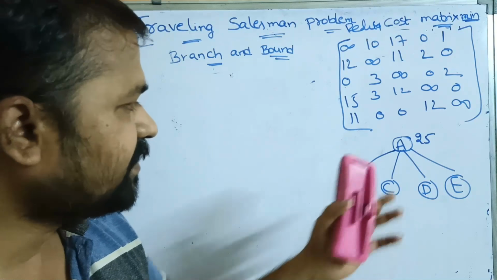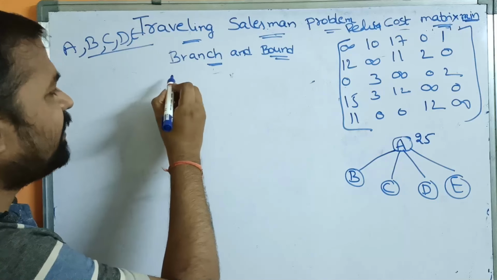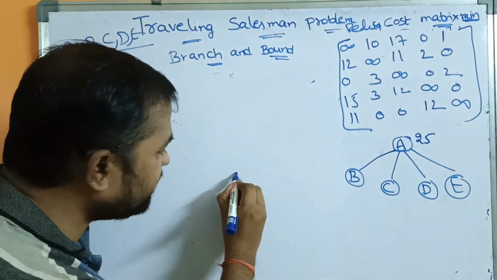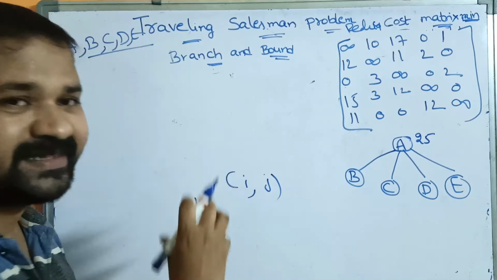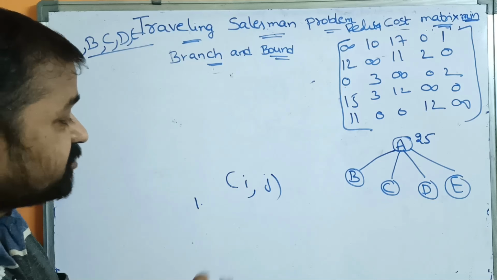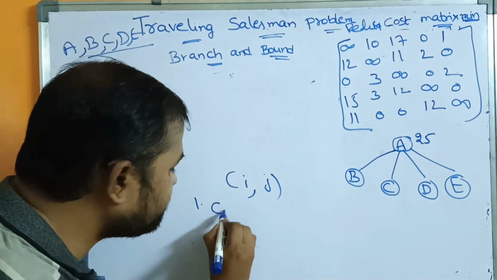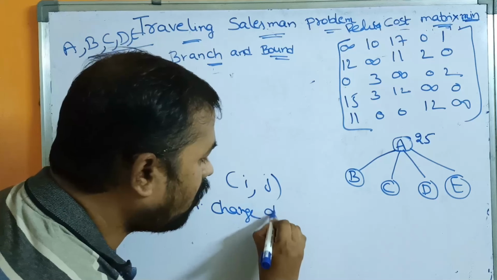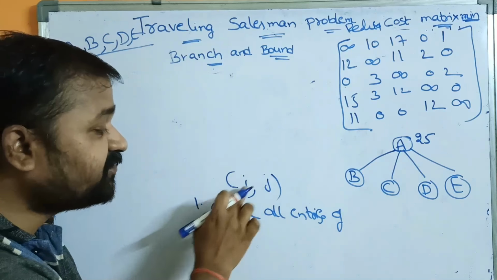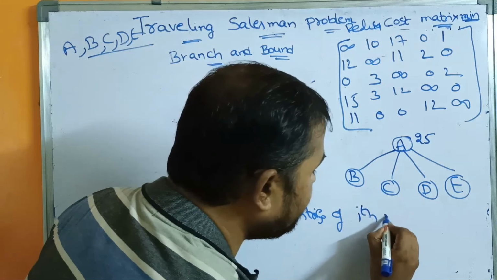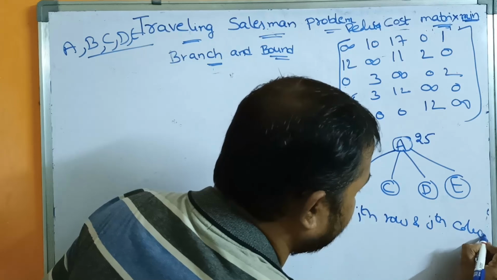Okay. Here in order to find out the cost, we have a formula in branch and bound. Let us see that formula. If we have an edge i comma j, then we have to do 3 manipulations. The first one: here i means row, j means column. If there is an edge from i to j, then change all the entries of the ith row and jth column to infinity.